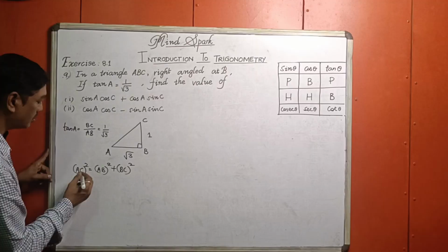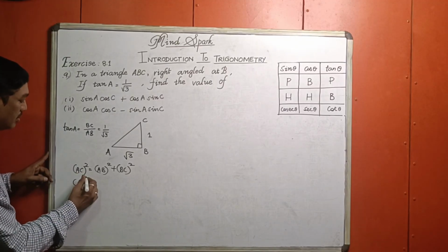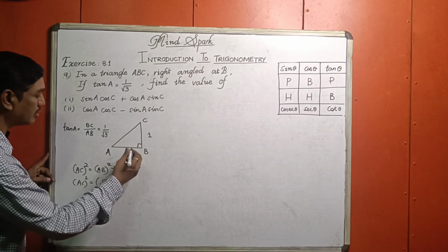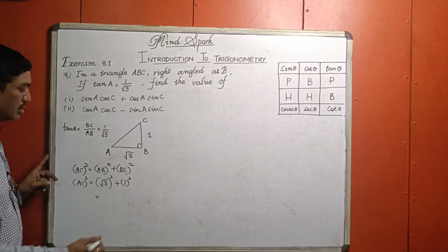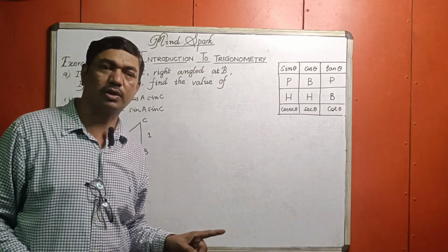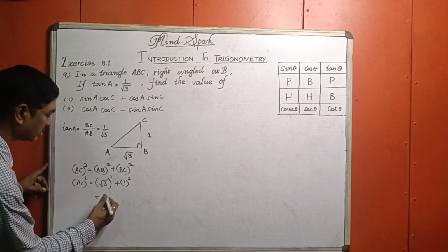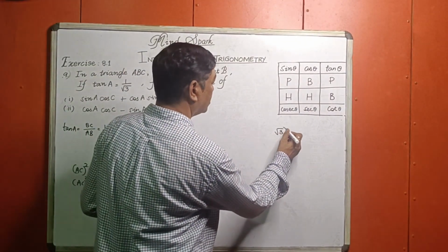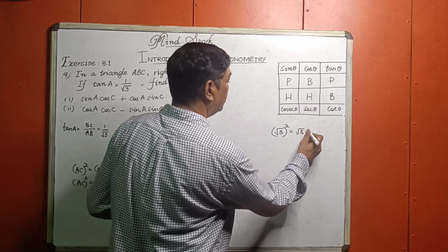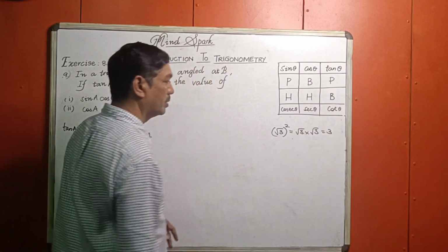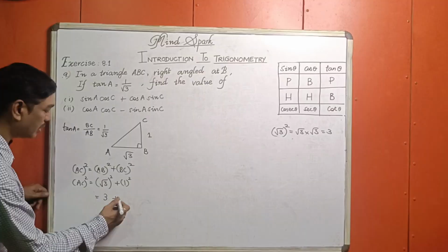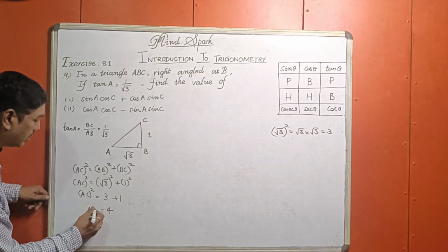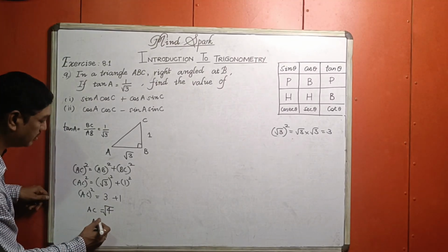Is it clear now? So what is AC square? In place of AB, you put root 3, and in place of BC, you put 1. What is root 3 whole square? Square and square root get cancelled, and you are left with 3. Root 3 square is root 3 into root 3, that is equal to 3. So 3 plus 1 is 4. So AC square is equal to 4, or AC is equal to square root of 4, that is AC is equal to 2.